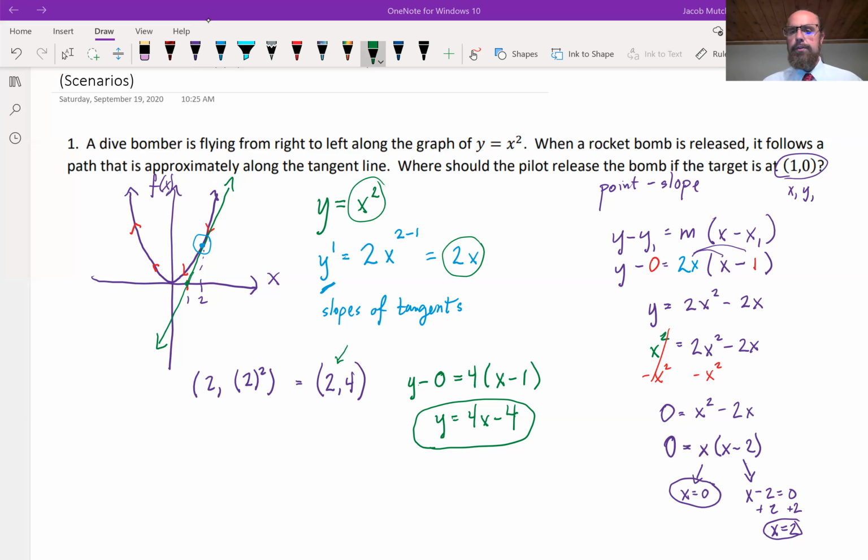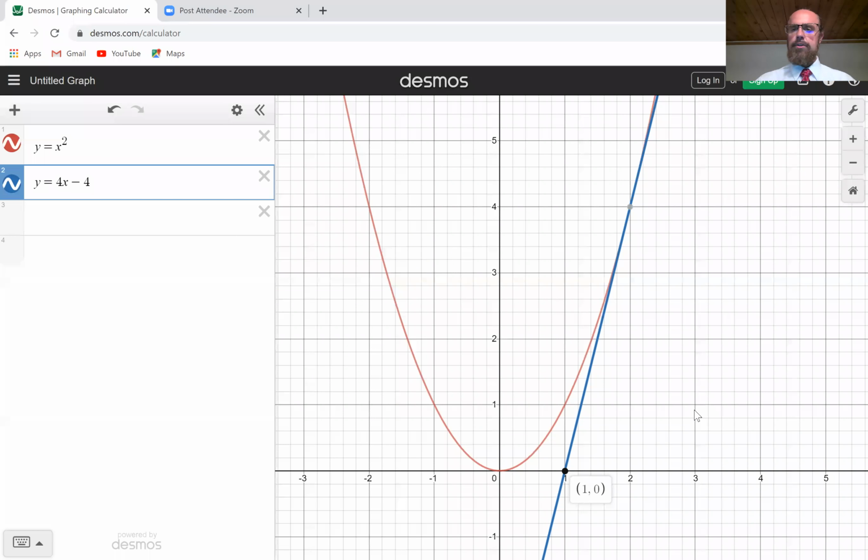If I zoom in, I can see that that is in fact a good tangent line right where that blue line's intersecting my red curve at 2, 4. I can also see that that goes through the x-axis there at 1, 0. So that all checks out. Let's head back to our notes screen here. Let me make sure to show the Desmos view. I may have just been showing the notes.